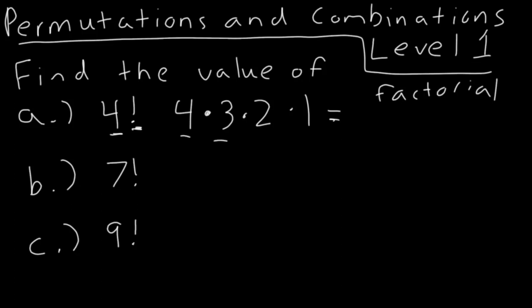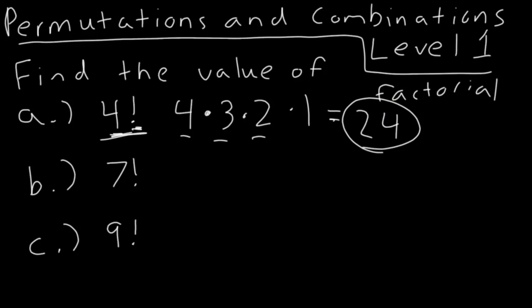4 times 3 is 12. 12 times 2 is 24. And 24 times 1 will of course be 24. So, what is 4 factorial? It is 24. Let's take a look at letter B.